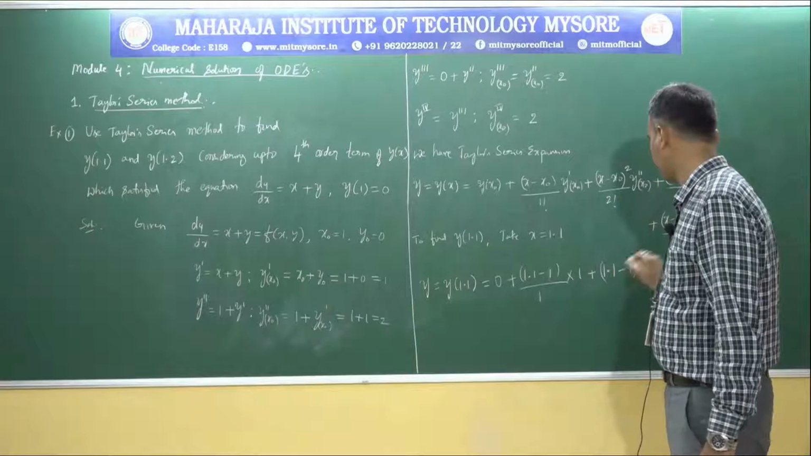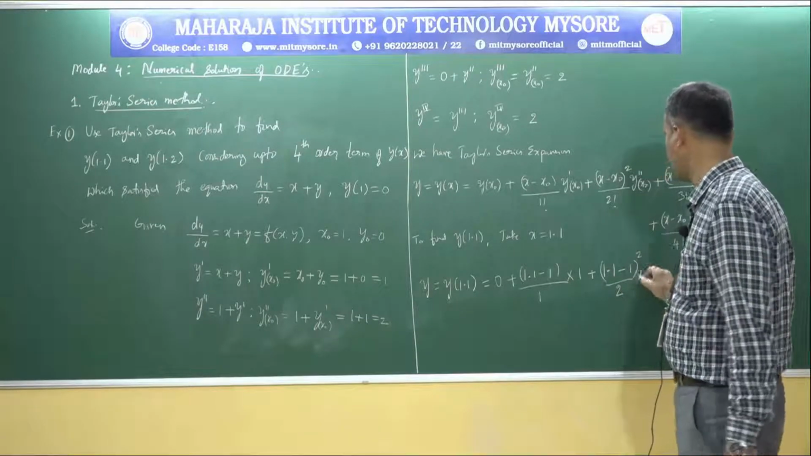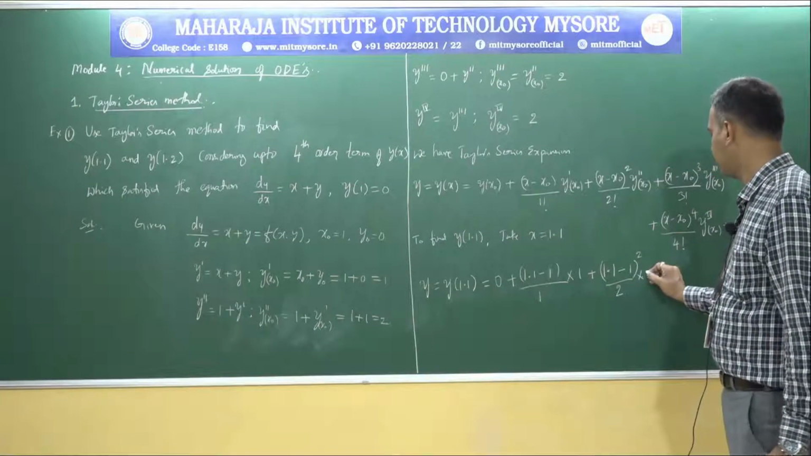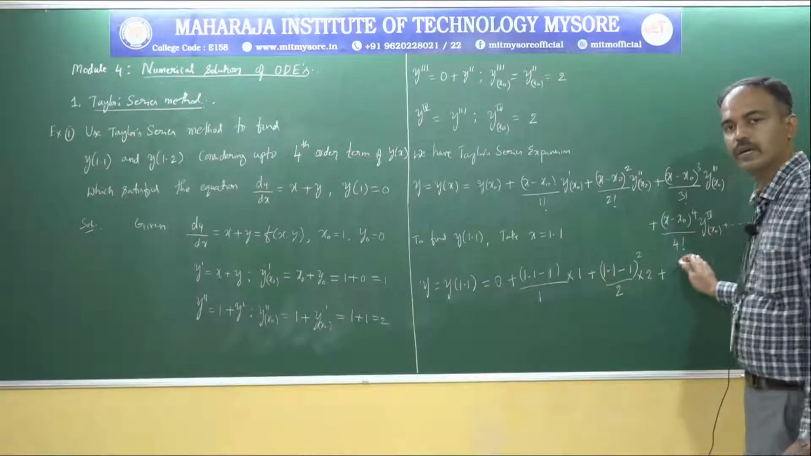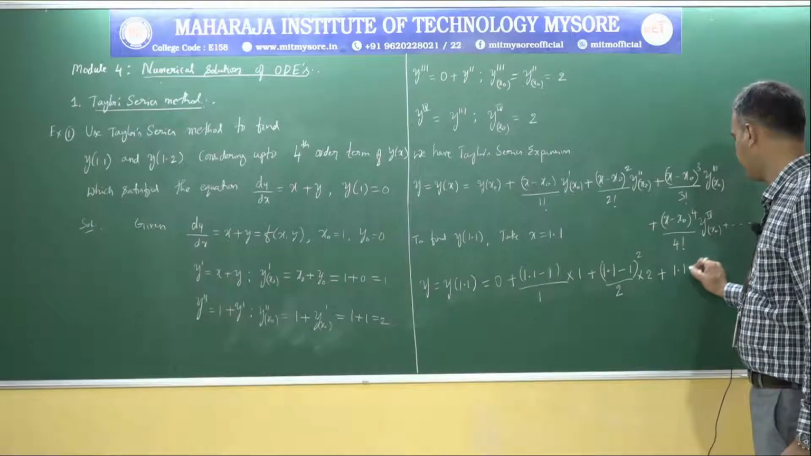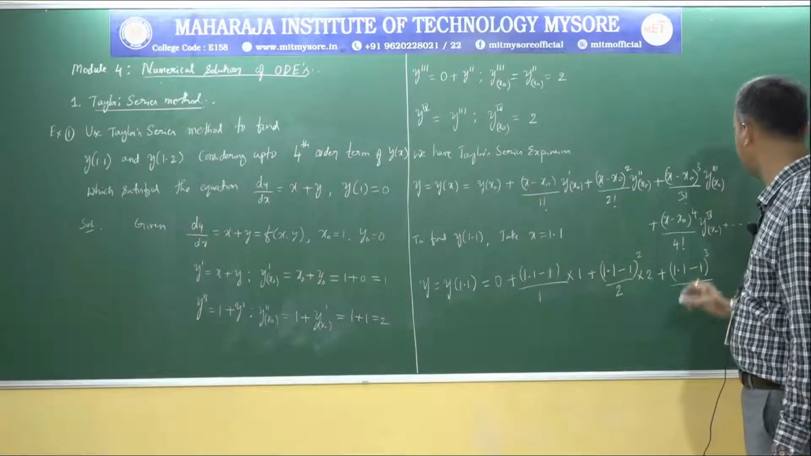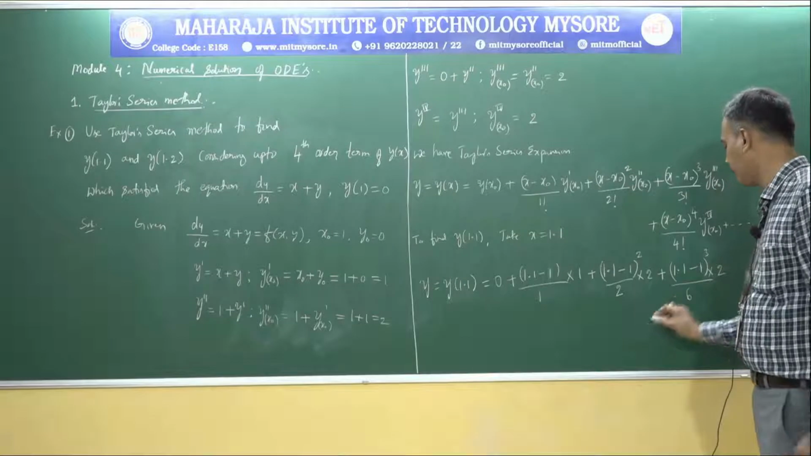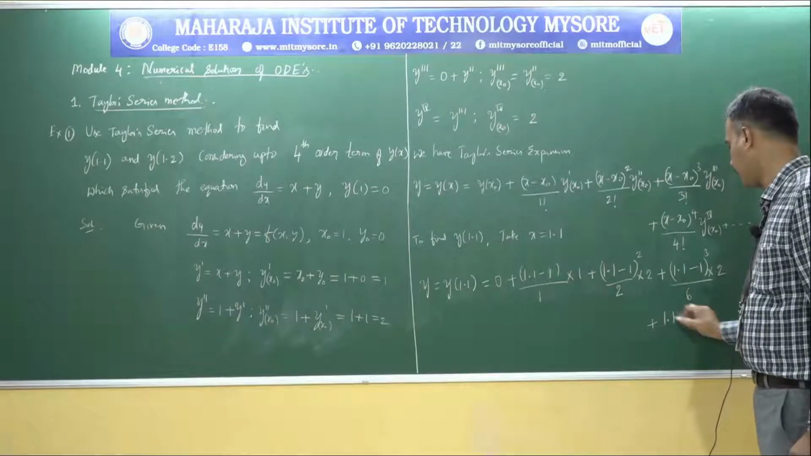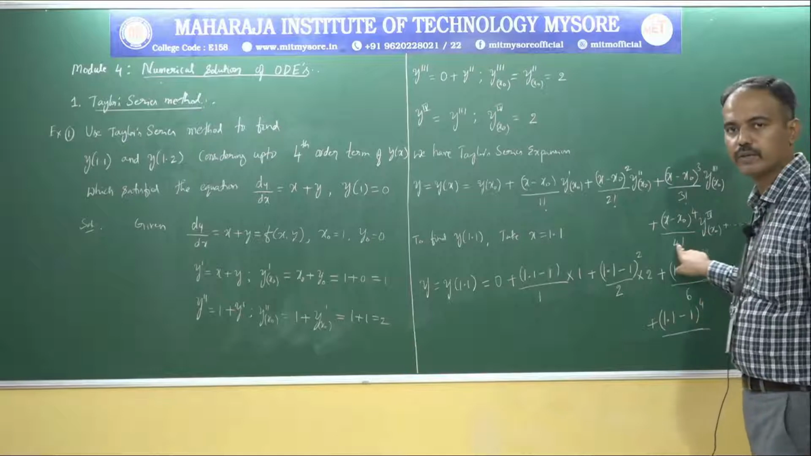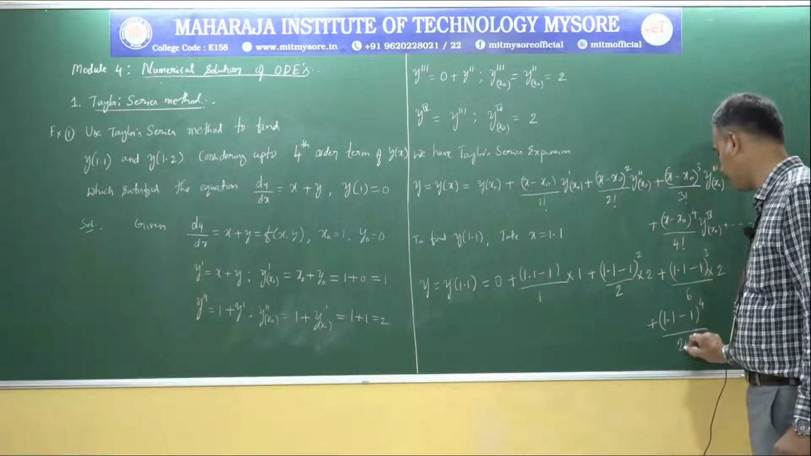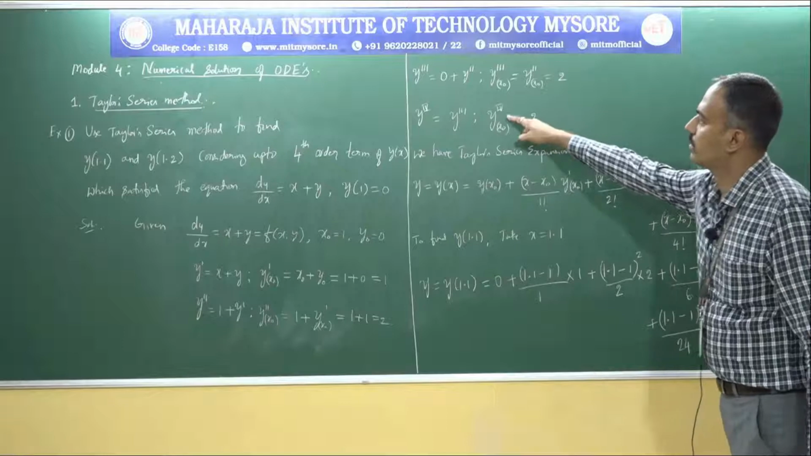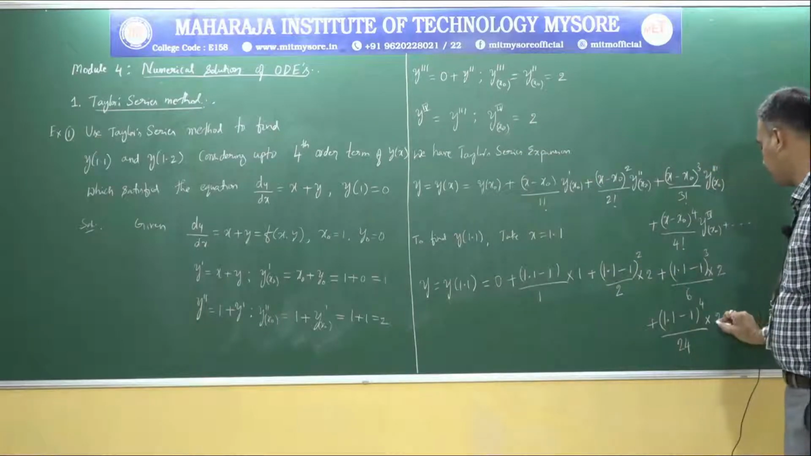1.1 minus 1 whole square over 2 factorial, which is 2, into y double dash of x naught, which is 2, plus 1.1 minus 1 whole cube over 3 factorial, which is 6, times y triple dash value 2, plus 1.1 minus 1 whole power 4 over 4 factorial, which is 24, into y fourth of x naught, which is 2 here.